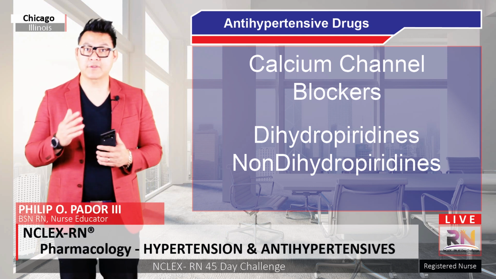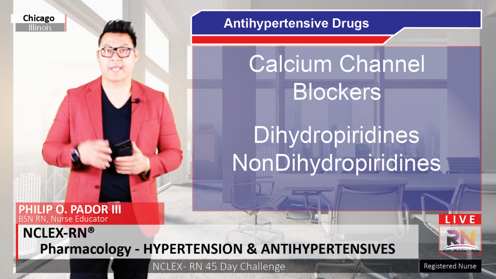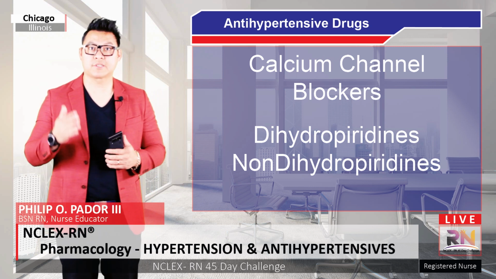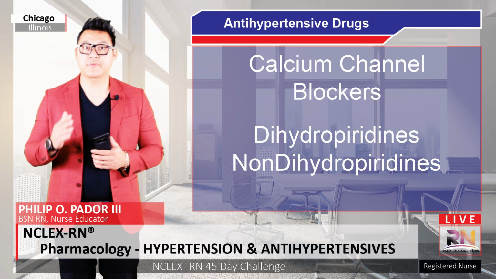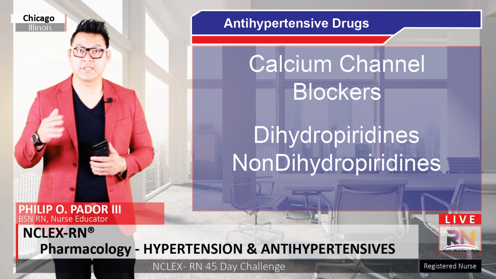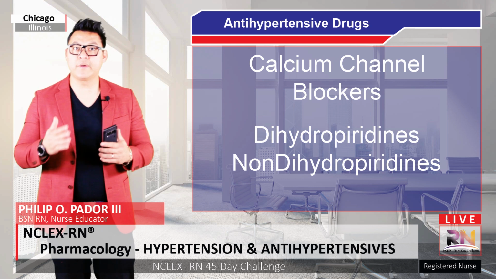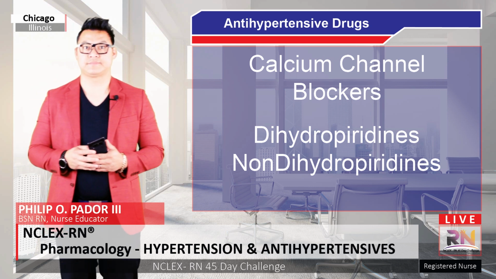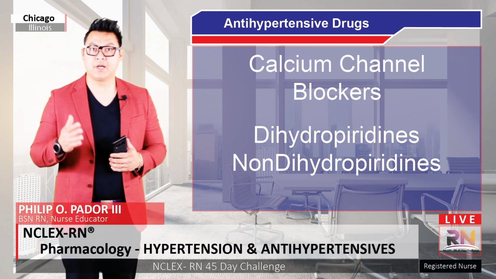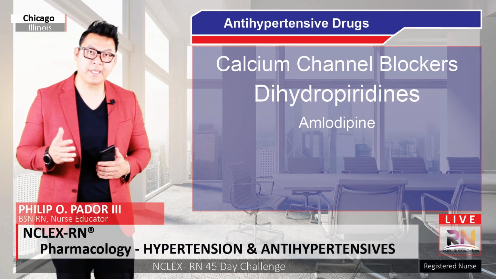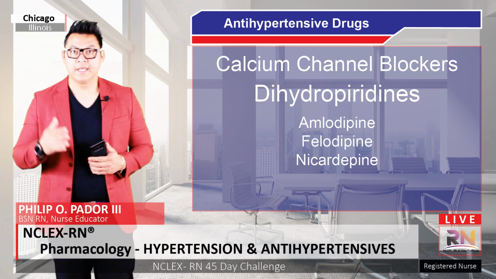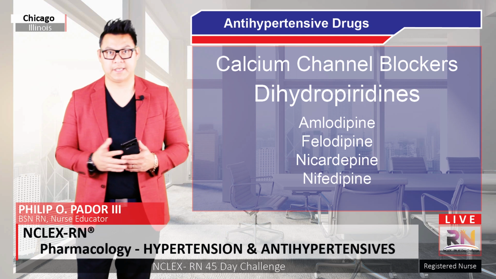So when a dihydropyridine drug blocks the entry of calcium into the vascular smooth muscle cell, the contraction is inhibited, which leads to a decrease in resistance to blood flow and thus lowers the blood pressure. Examples of drugs that belong to this group are amlodipine, felodipine, nicardipine, and nifedipine.